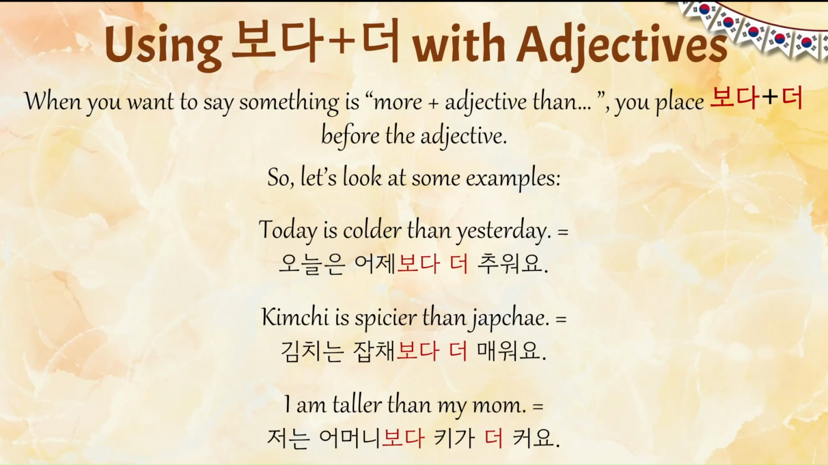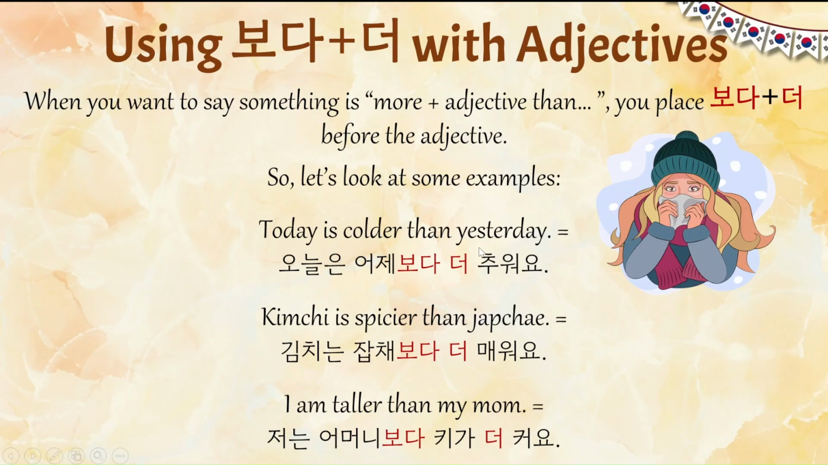When you want to say something is more adjective than, for example, more beautiful than, spicier than, taller than, you place 보다 더 before the adjective. Okay? Just like we have seen in the structure for using 보다 더 in this video. So let's take a look at these examples. Then only you'll be able to understand this completely.